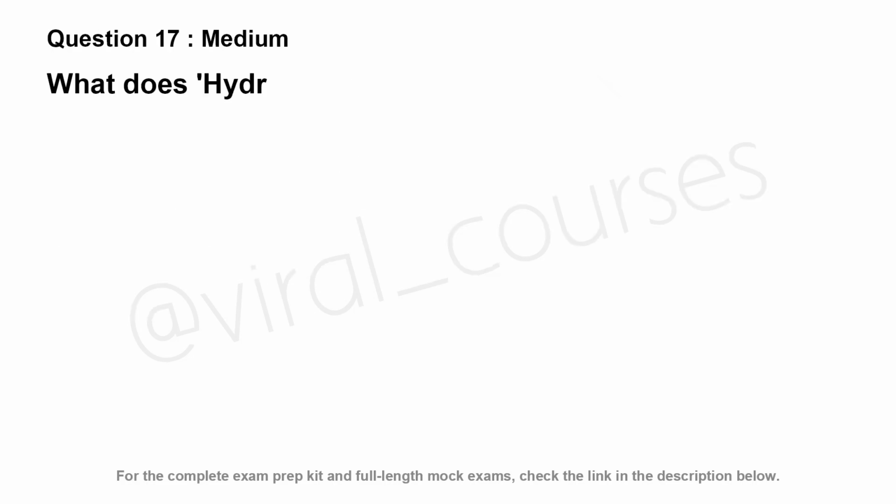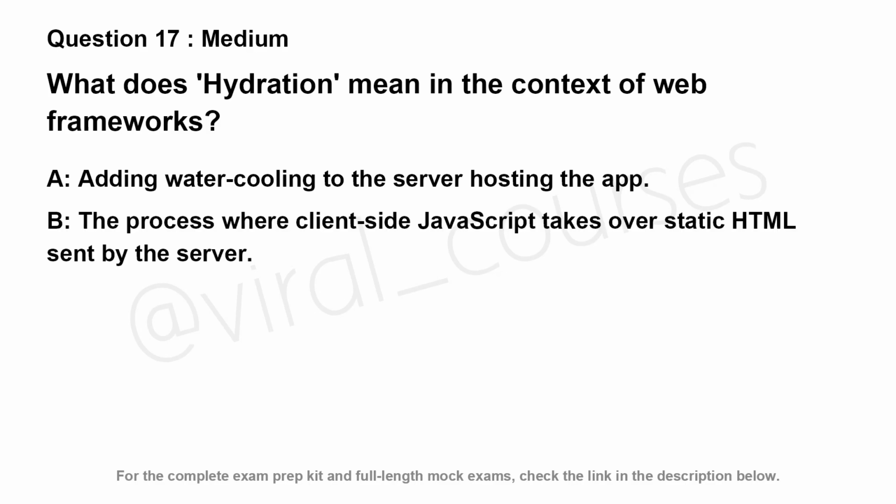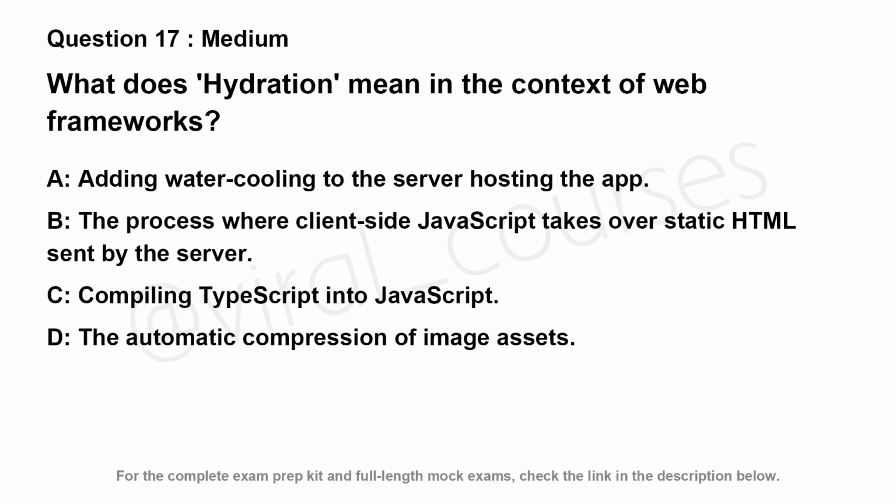What does hydration mean in the context of web frameworks? Option A, adding water cooling to the server hosting the app. Option B, the process where client-side JavaScript takes over static HTML sent by the server. Option C, compiling TypeScript into JavaScript. Option D, the automatic compression of image assets.